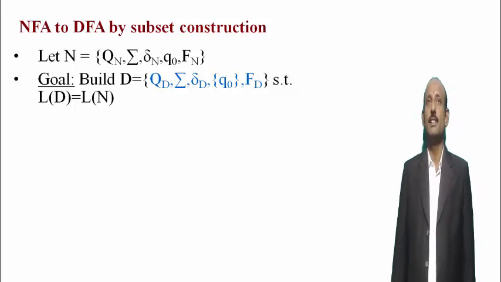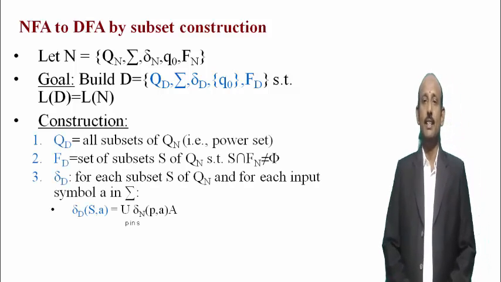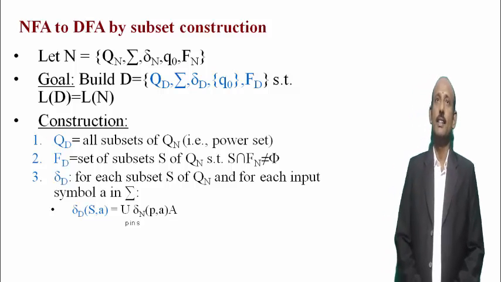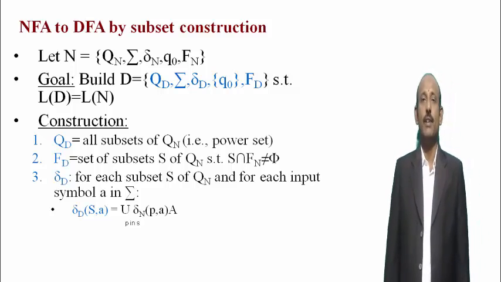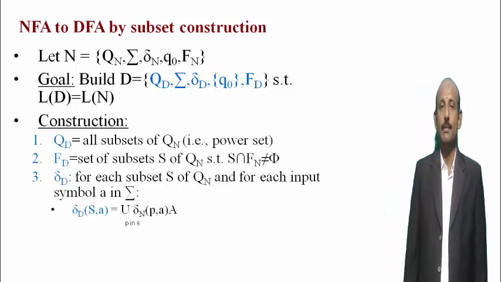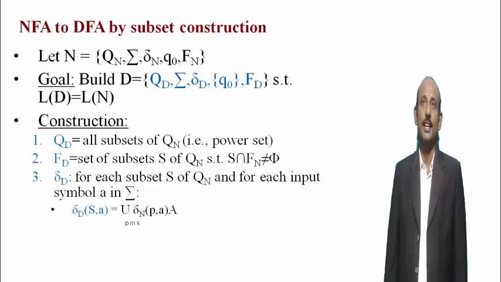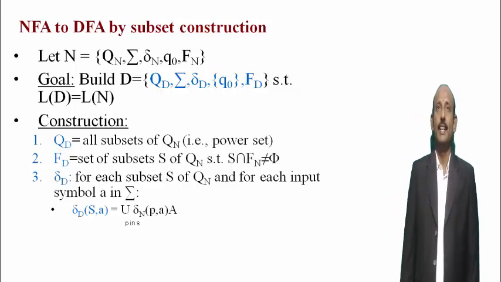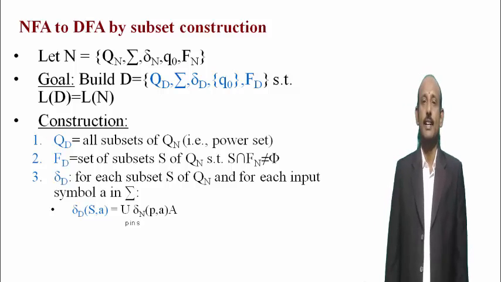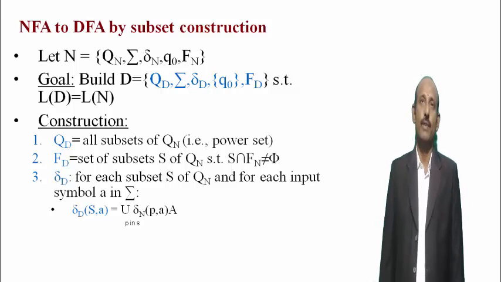In this subset construction, non-deterministic finite automata are denoted N, which stands for non-deterministic finite automata, with the same tuple Q, sigma, delta, Q naught, F. The subscript N indicates the non-deterministic finite automata. Similarly, we have to build the deterministic finite automata, denoted with the subscript D: Q, sigma, delta, Q naught, F, such that L of D, the language of this deterministic finite automata, is equal to the language of this non-deterministic finite automata.